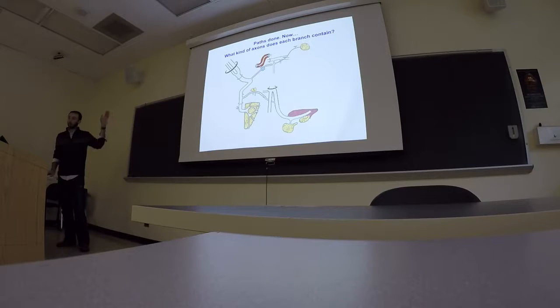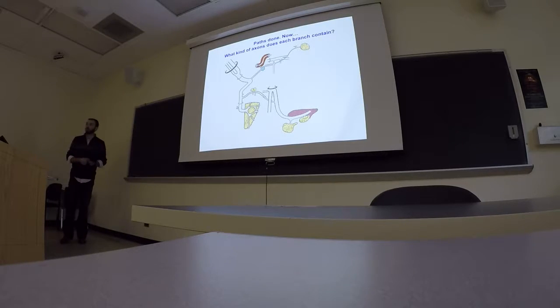Okay, so now we have the structure of our entire pathway. So now we'll go through and look at which types of fibers or which type of axons we can find within each of these variously named nerves.